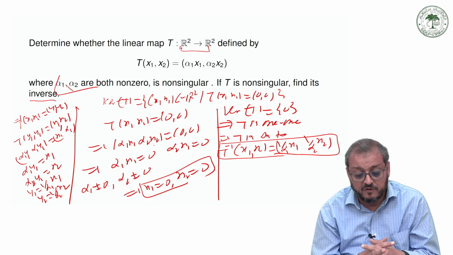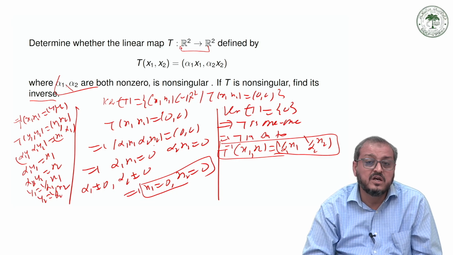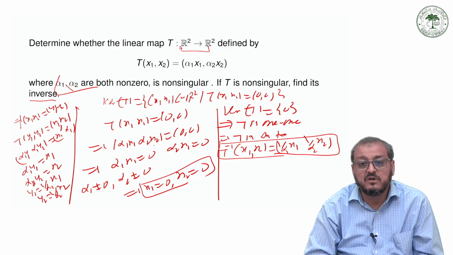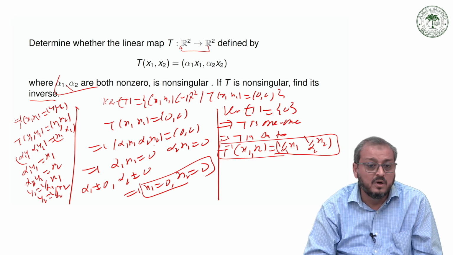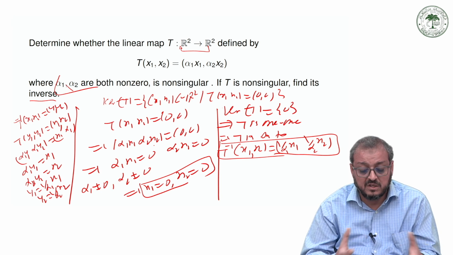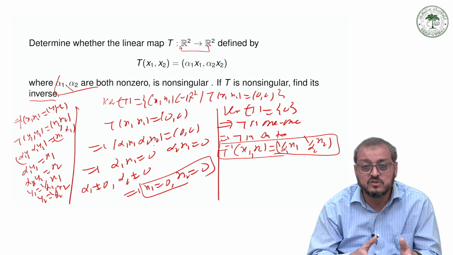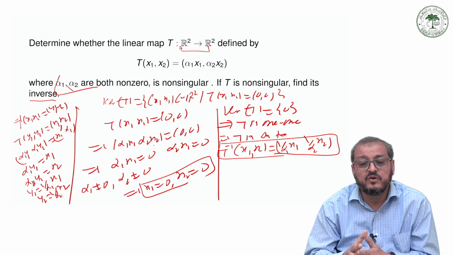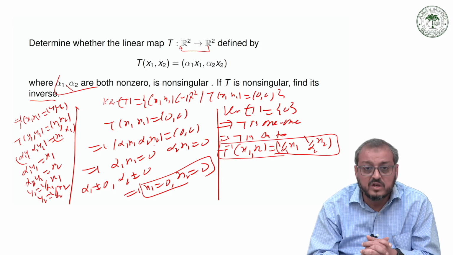At this point I have to stop this class here. In the next class we will continue with some more examples of non-singular linear transformations and their inverses, and other exercises. We will try to find the inverse of a linear transformation, if it is non-singular, and see how to find the inverse of such a linear transformation. Okay, thank you very much for this class.